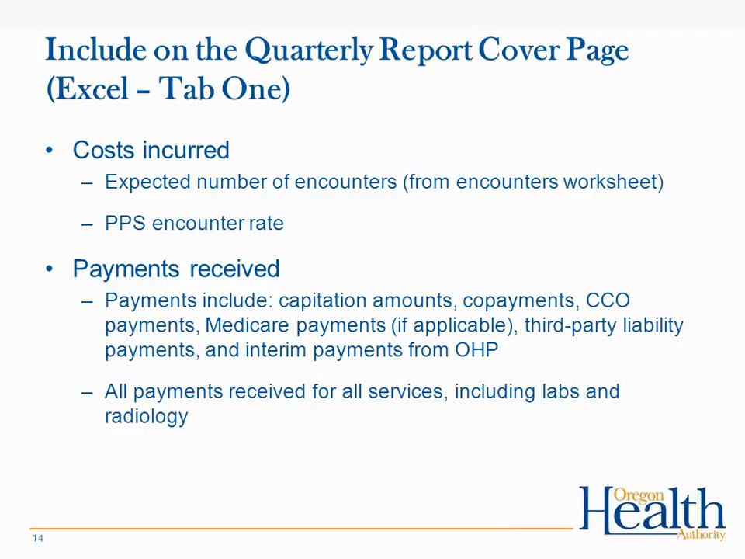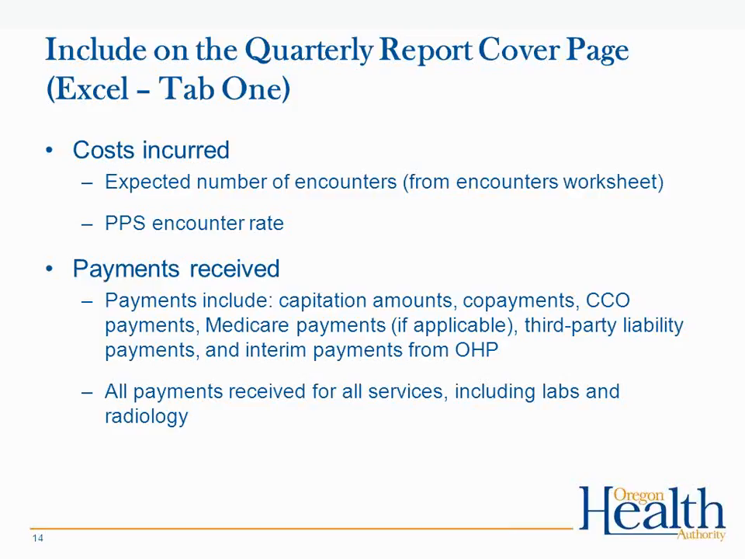And then we'll talk about what you should include. So do include on the quarterly report cover page, that's that first tab on the Excel file, costs incurred, your expected number of encounters from the encounters worksheet and PPS encounter rate. You also need to report payments received.